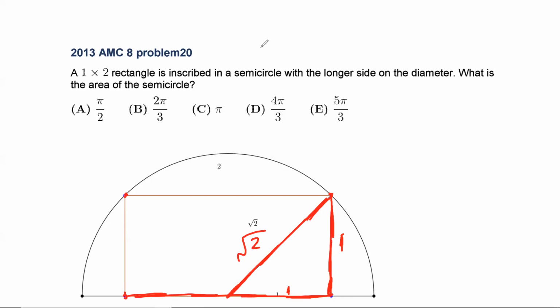So to find the area of a circle, this is pi r squared, and our r is square root of 2, so that's equal to 2 pi. But this isn't the full circle. This is actually a semicircle, which is half the circle. So half of 2 pi is equal to pi, which is C. The square root of 2 is here because this was actually taken from the solution key to this problem.